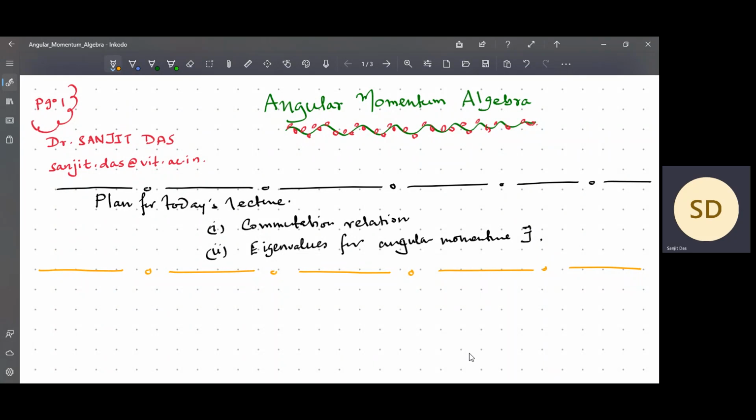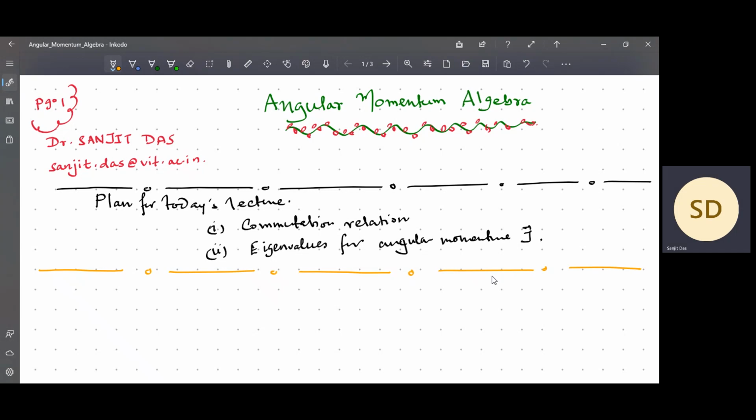Good morning to all of you. So today we are going to discuss the angular momentum algebra. Our aim for today's course is to go through the basic commutation relation, which we have already done earlier, and then we will ask for the eigenvalues for the angular momentum algebra.